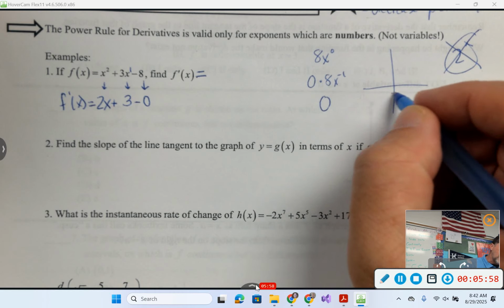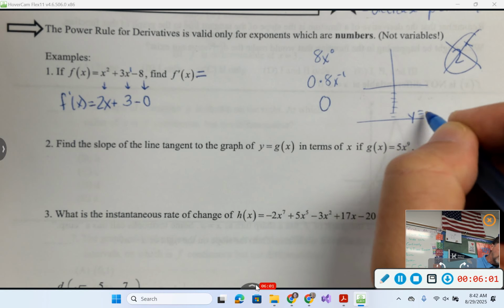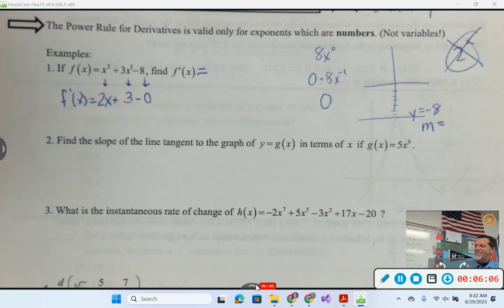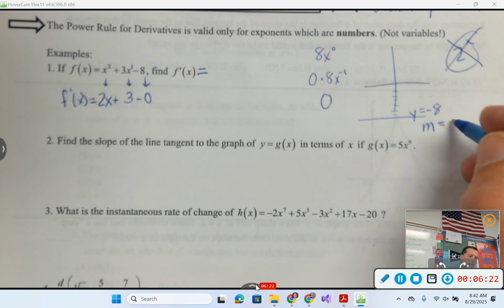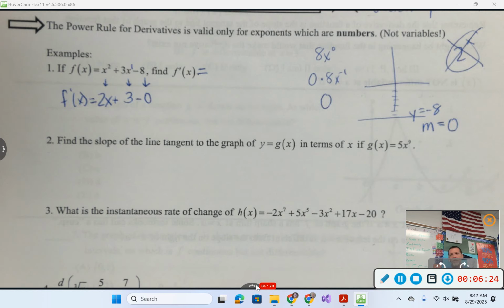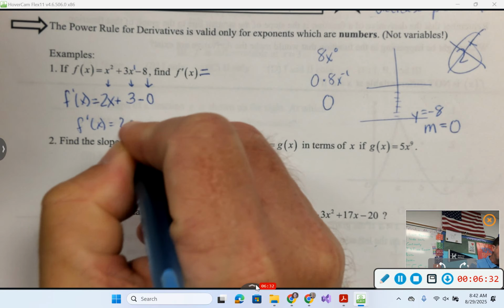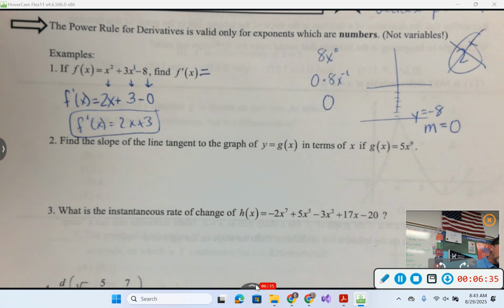Another way to think of it is, there's y equals negative 8. Okay. What's the slope of y equals negative 8? What's the slope of that line? What is it? 0. And if the slope is 0, the derivative is 0. So lots of ways to remember that the derivative of a constant is 0. We don't need to write the 0. So the derivative is 2x plus 3.